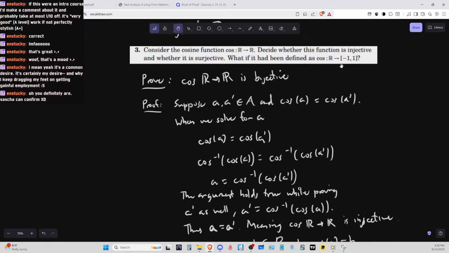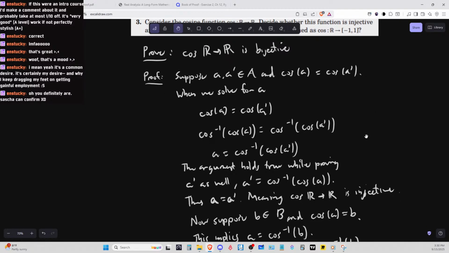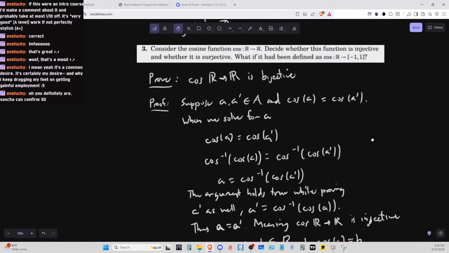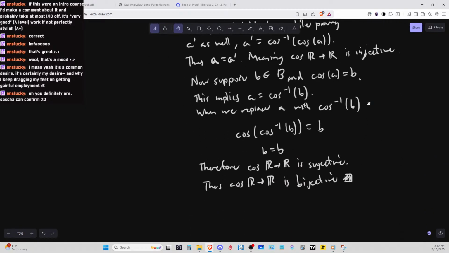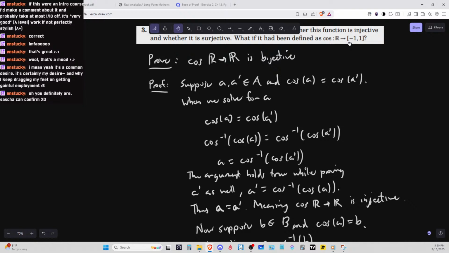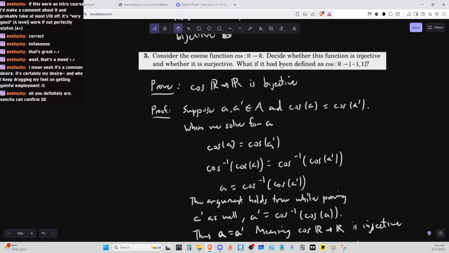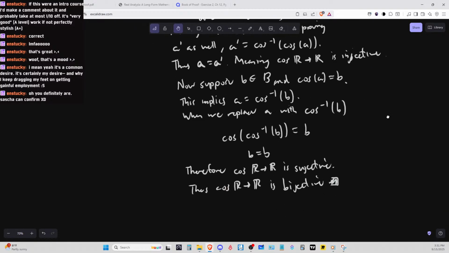What if it had been defined as, so if B was -1 and 1 at that point, then we would have to conclude that the range would have to be from 0 and pi, or pi and 0. I wonder how they came up with that. I wonder how they wrote that part.